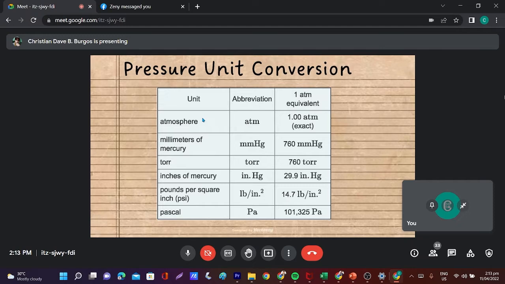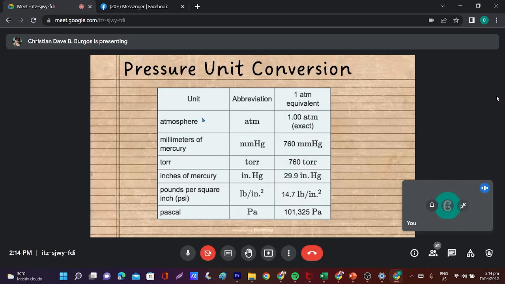So next, inches of mercury. The abbreviation is inHg. Then 1 ATM is equivalent to 29.9 inch of mercury. Next, pound per square inch or PSI. The abbreviation is PSI. Reminder, the pound here is not pound mass. It is pound force. Then 1 ATM is equivalent to 14.7 pound force per square inch or PSI.